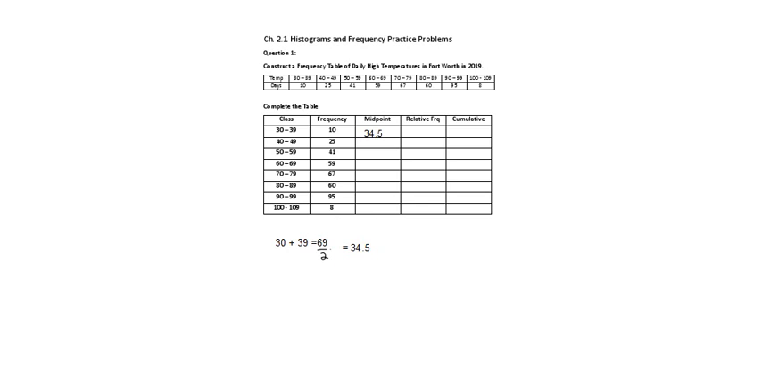Okay, and if you were to do the same thing with 40 to 49, well, you would do 40 plus 49, which is equal to 89. And then divide that number by 2. And that's going to equal 44.5.